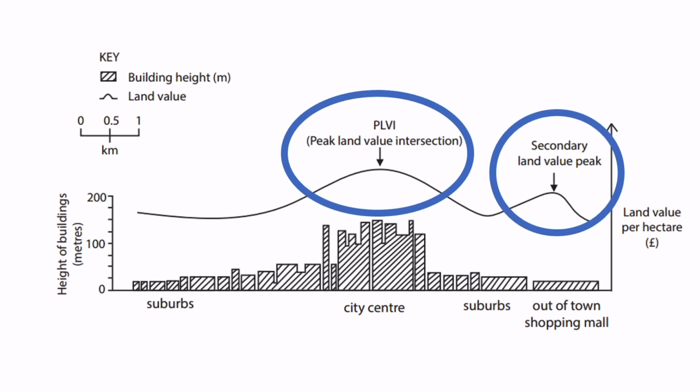On a map, I've got a cross section here of a city, where we've got the suburbs on the edges and the city centre, and you can see the rural area and fringe shown by the out of town shopping mall.